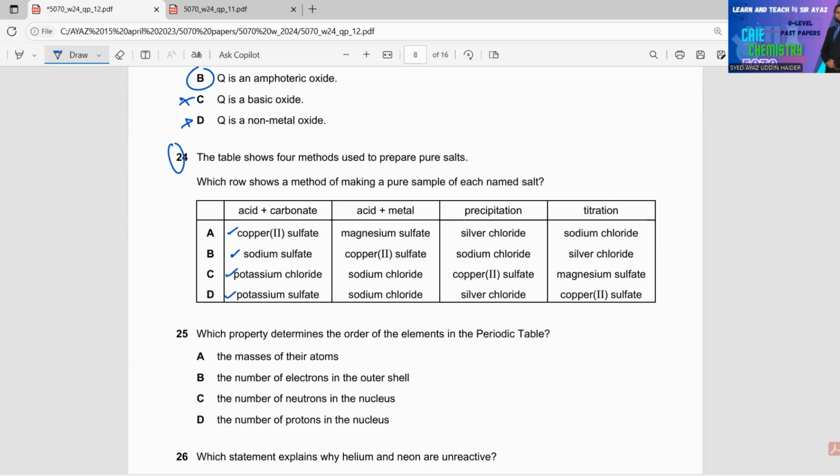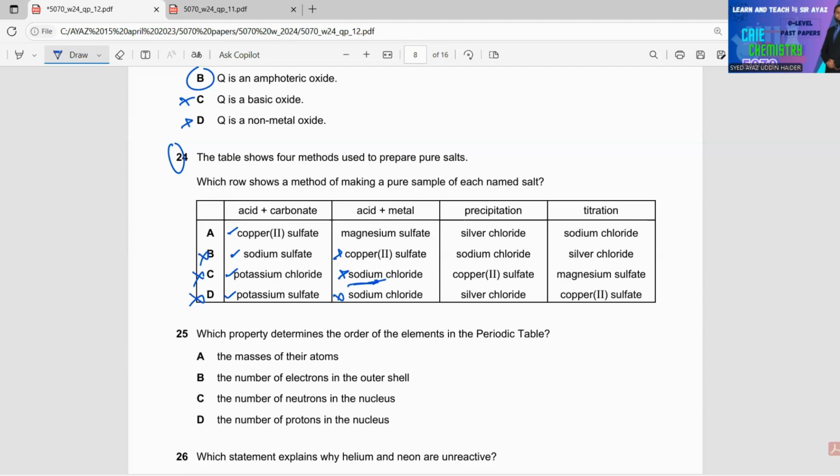We can also make potassium sulfate. What about acid plus metal? You can't get copper 2 sulfate from the method acid plus metal. This is incorrect. This one is also incorrect because sodium is a highly reactive metal. So it will react with everything and you will get a mixture of products. You will go for a more reactive metal in this case. So it seems that B, C, D are incorrect.